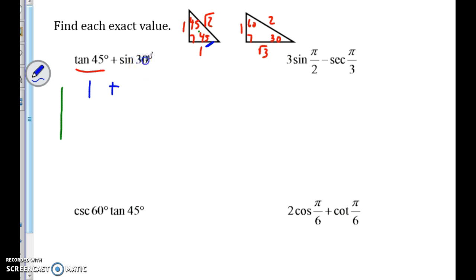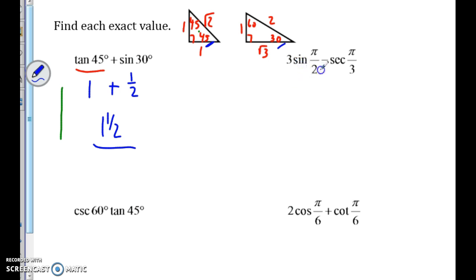Plus the sine of 30. 30 degrees, sine is opposite over hypotenuse. So from 30 degrees, go opposite, which is 1, over hypotenuse, which is 2. So the sine of 30 would be 1/2. You add these, you'll get 1 1/2 or 3/2. Either one of those answers would be fine.